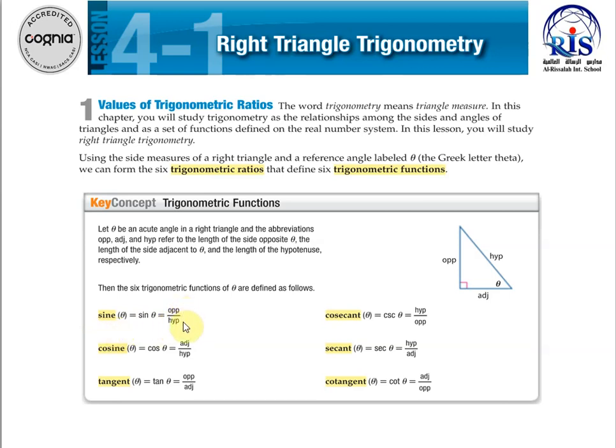Here we have opposite to hypotenuse. Here we have the hypotenuse to opposite. Secant, which is reciprocal to cosine, is hypotenuse to adjacent, and the cotangent is the reciprocal of tangent, which is equal to adjacent to opposite.